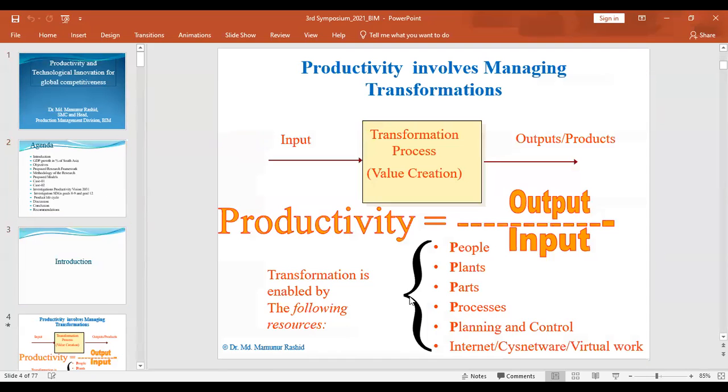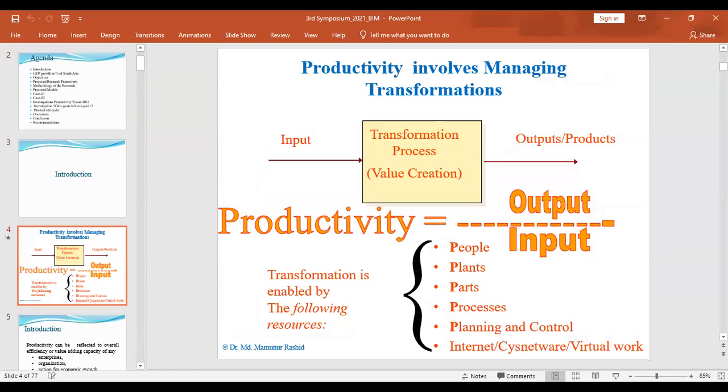First, what is productivity? Productivity is simply output divided by input. It is unitless, but input covers resources: people, plant, parts, process, planning and control. Now it also includes the internet, software, virtual resources, and the environment as part of the input. But the main motive of productivity is value creation: this is the input and this is the value creation.